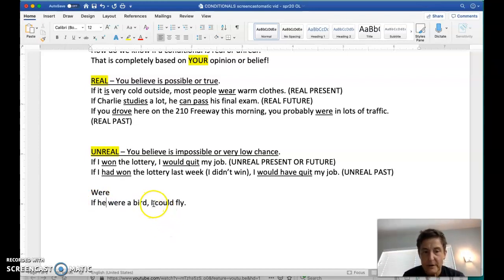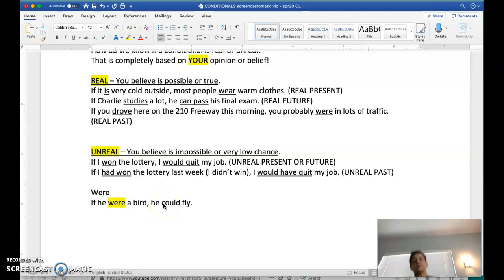Okay? So, if I were a bird, if he were a bird, he could fly. If she were a bird, she could fly. If you were a bird, you could fly. If we were birds, we could fly. If they were birds, they could fly. You can see every time it is were. Let's change this back to he. Because usually we say he was, right? But not with if. If he were a bird, he could fly.